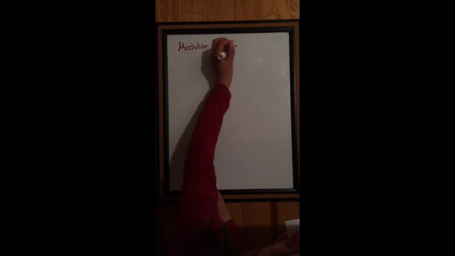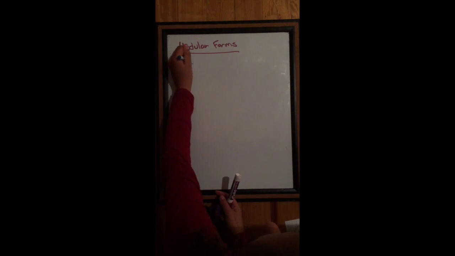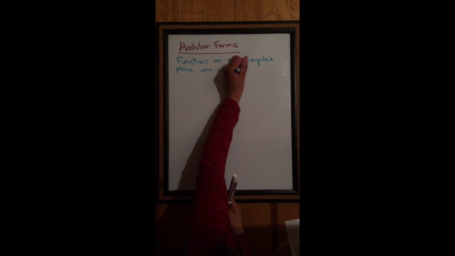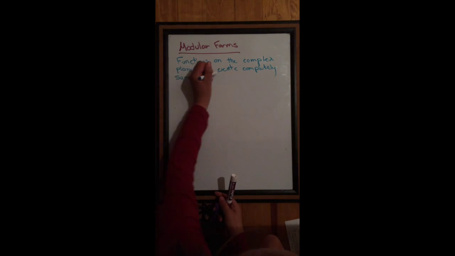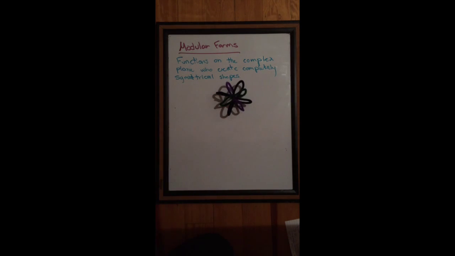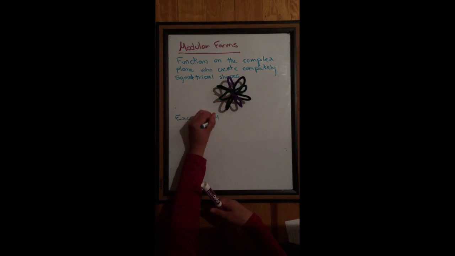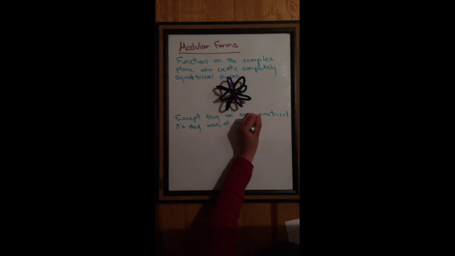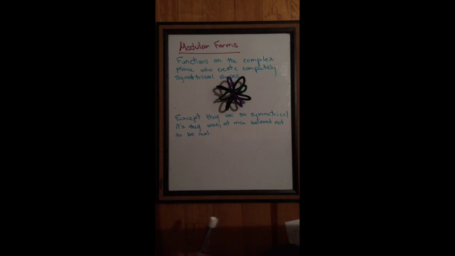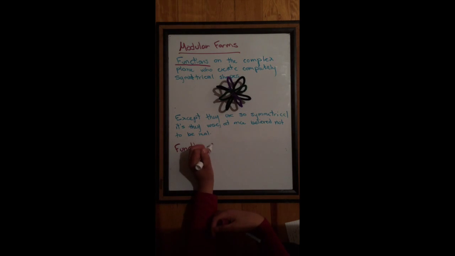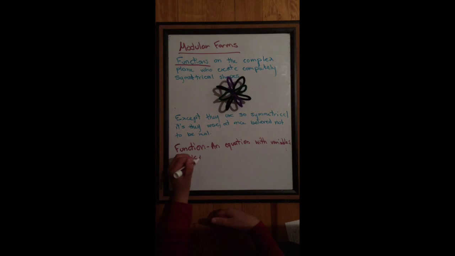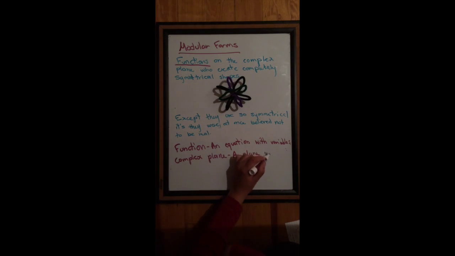So what are modular forms? Modular forms are functions on the complex plane that create completely symmetric shapes. They are so symmetrical that many people believed they didn't exist. They were proven to exist, though. So what is a function? It's basically just an equation with variables. And what is a complex plane? A plane where complex numbers lie.